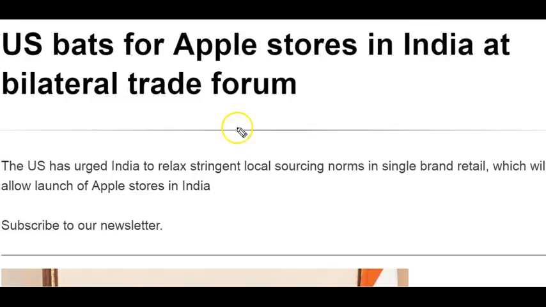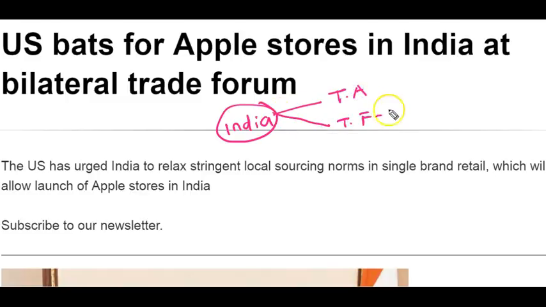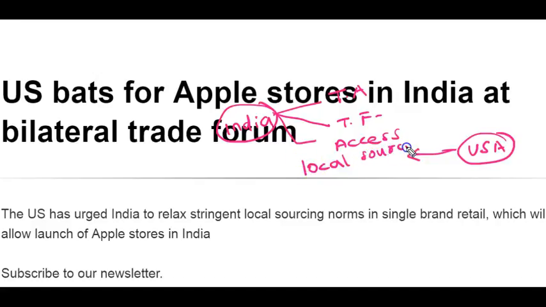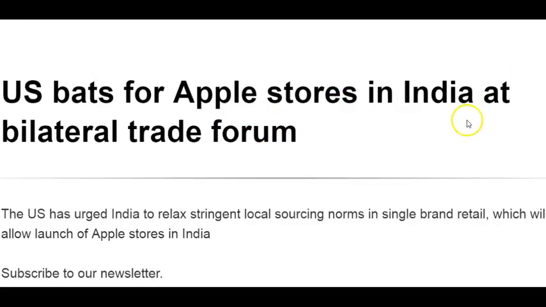In this Trade Policy Forum, India raised its concerns with the US, especially on various important areas like totalization agreement, trade facilitation in the services, greater access to the agriculture market. These are some of the areas that India raised to the US, and USA also raised various trade related issues with India, especially the local sourcing norms and other important areas. So let's discuss one by one in detail.